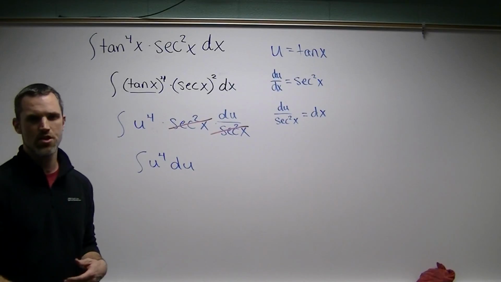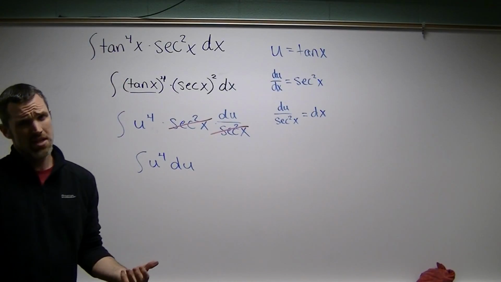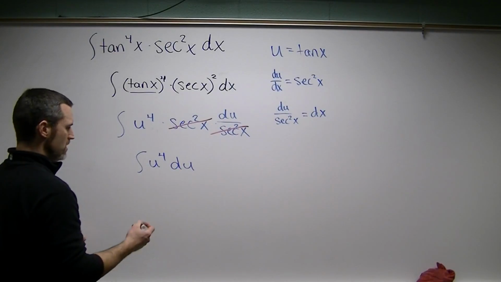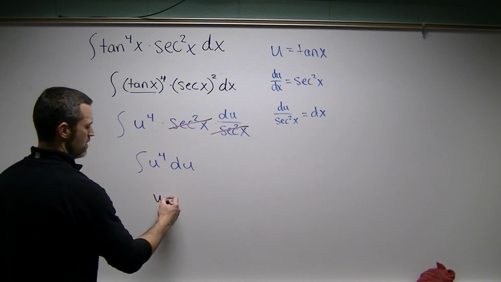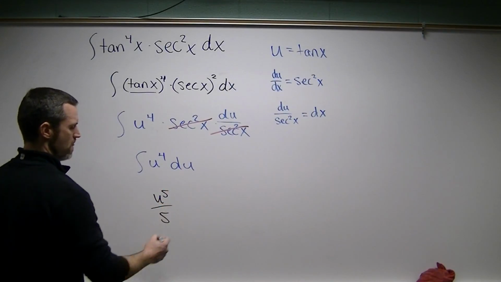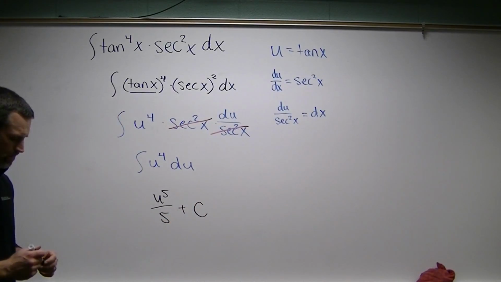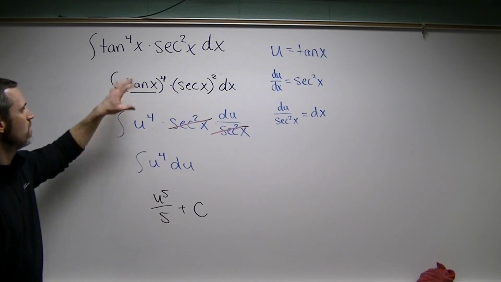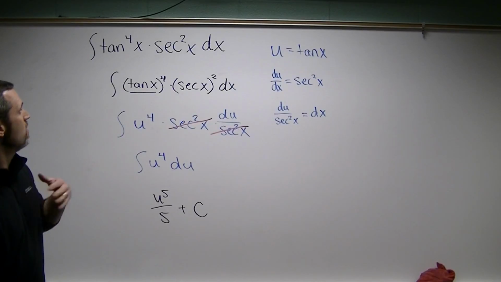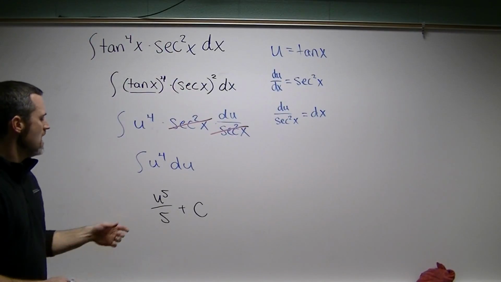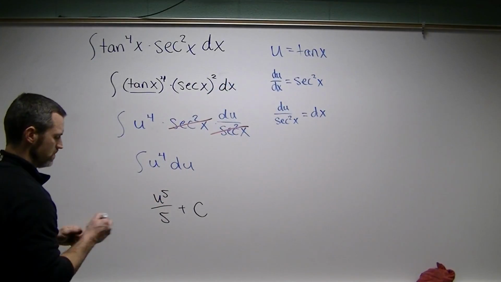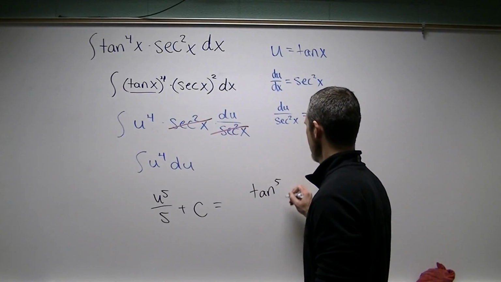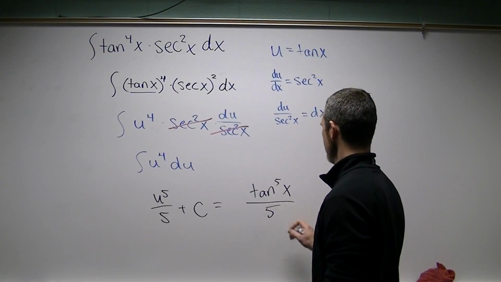Way easier to anti-differentiate than our original problem. So I'm going to take the antiderivative, anti-chain rule essentially. I'm going to get u to the fifth over 5 plus c, can't forget that. And then remember, this shouldn't be my answer, because u is a variable that I created. I want to tell the reader of my work the antiderivative with respect to the variable that was originally there. And u for me is really tangent of x. So I'm really going to get tangent to the fifth of x all over 5 plus c.